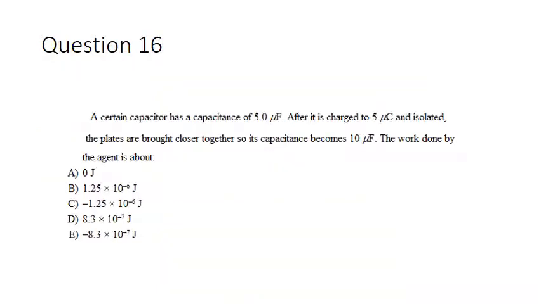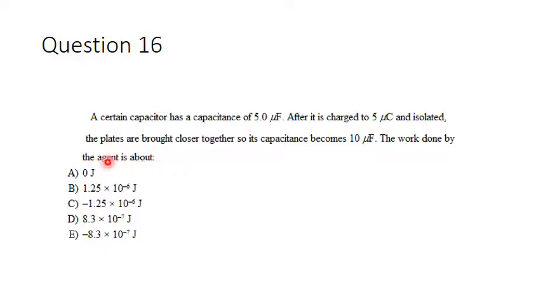Now, as a review question, a certain capacitor has a capacitance of 5 microfarad. After it is charged to 5 microcoulomb, and isolated, so it is fully charged with the value 5 microfarad. The plates are brought closer, so its capacitance becomes 10 microfarad. The capacitance is increased from 5 to 10 microfarad, and the charge is the same because it is isolated.